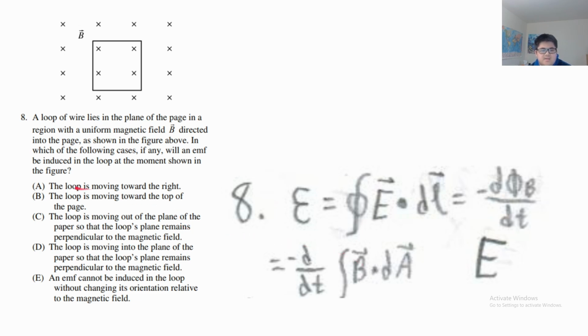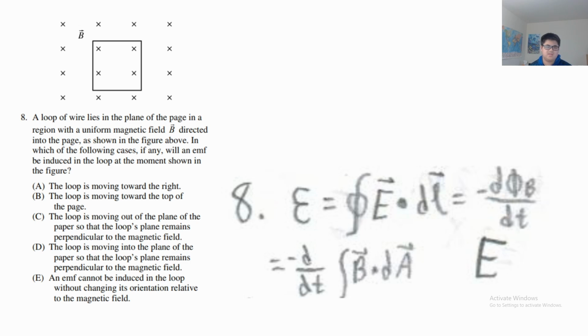So A is not correct, B is not correct, C is not correct, D is not correct, because for A, B, C, and D, the area doesn't change. The area of the loop perpendicular to the magnetic field stays the same for A, B, C, and D. Since that area stays the same, there cannot be any induced EMF. So the answer is E.